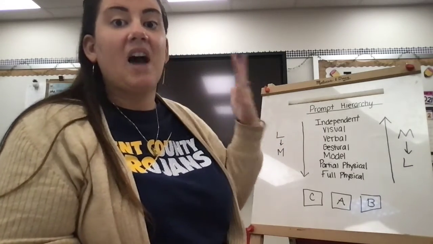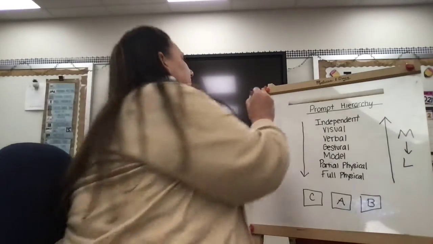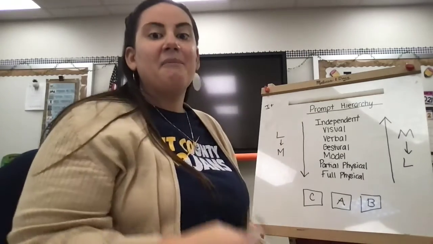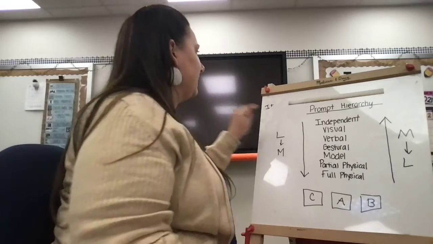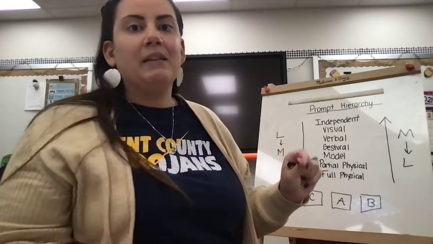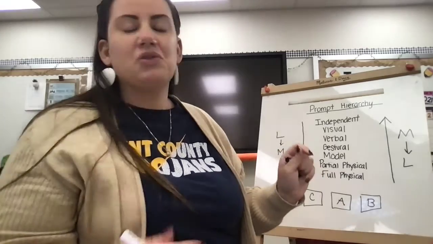If you were marking that on a data sheet, you would write something like independent plus, because they were able to do it independently. So that's something that you could write on a data sheet. Everywhere you go, there might be a little bit of a different way to write that down, but that's just an example.